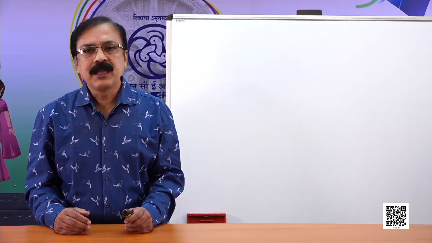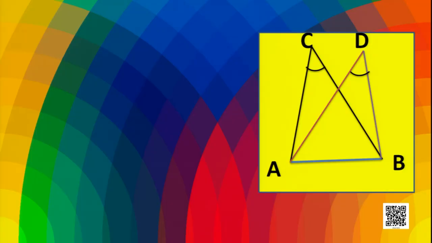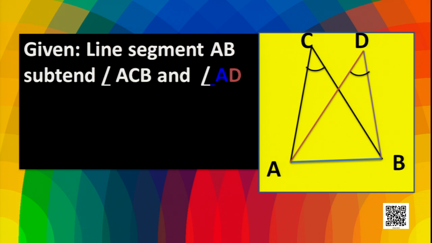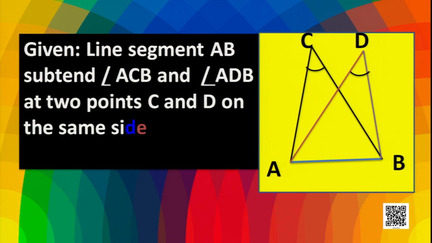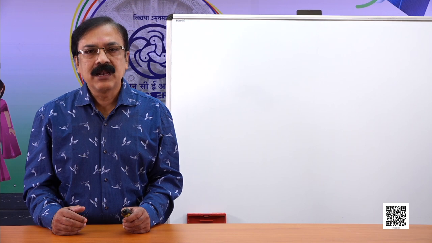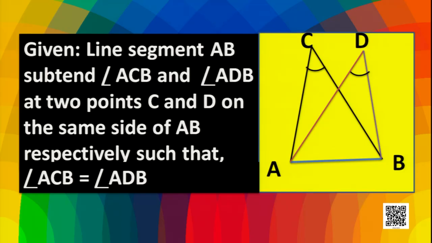Here, AB is the line segment and C and D are on the same side of the line segment, and AB subtends angles ACB and ADB at these two points. So, we can write that line segment AB subtends angle ACB and angle ADB at two points C and D on the same side of AB respectively, such that, and what is the condition? The condition is that angle ACB is equal to angle ADB.